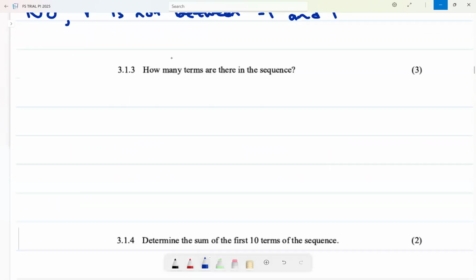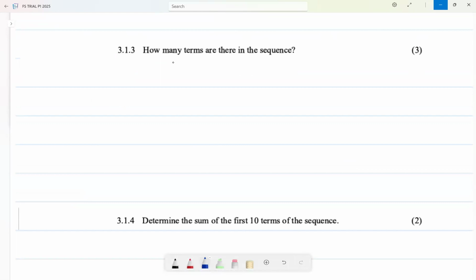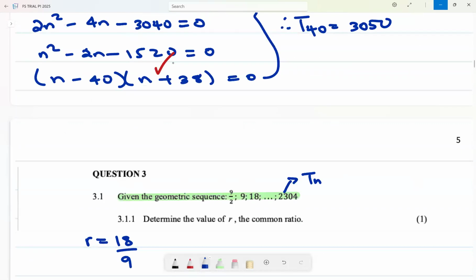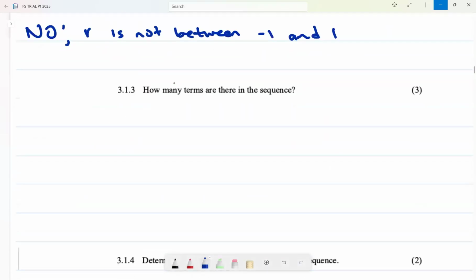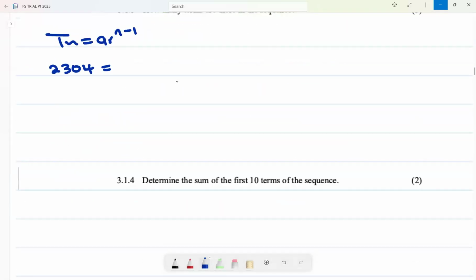Okay. How many terms are there in the sequence? Well, we know the last term. So we can say Tn is equal to A R to the power of n minus 1, because this is a geometric sequence. We want to find the number of terms n, and we have the last term. The last term we're given to be 2304, and A is the first term, which was 9 divided by 2. Then R is 2, to the power of n minus 1.